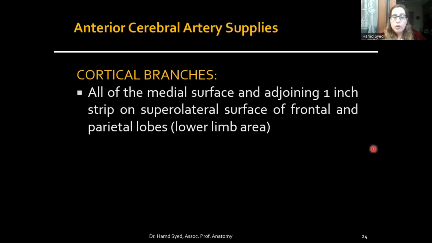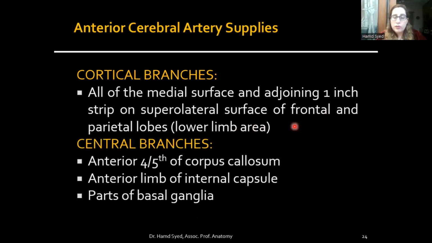The anterior cerebral artery supplies, now these branches can be divided into two sets. Each cerebral artery, its branches can be divided into cortical branches and the central branches. Now, when we talk about the cortical branches, we mean the part of the cerebral cortex that is supplied by this artery. So the anterior cerebral artery, as I just showed in the diagram, was supplying all of the medial surface. And remember, it also supplies the adjoining 1-inch strip on the superolateral surface of the frontal and parietal lobes. And this is the lower limb area.